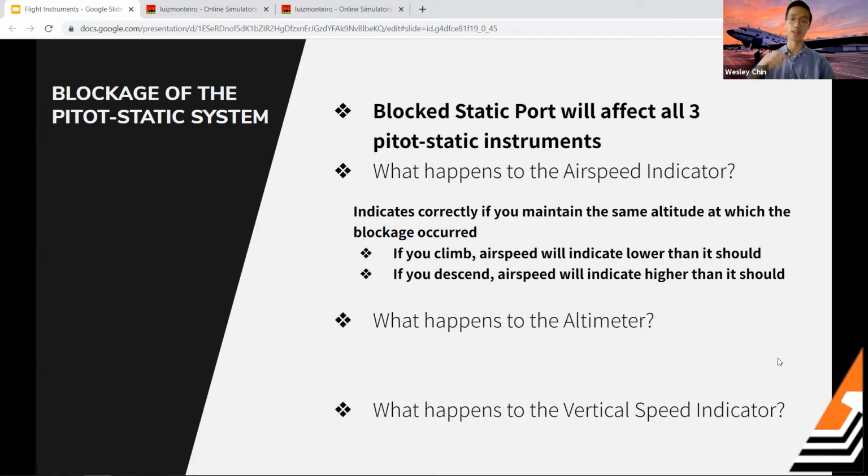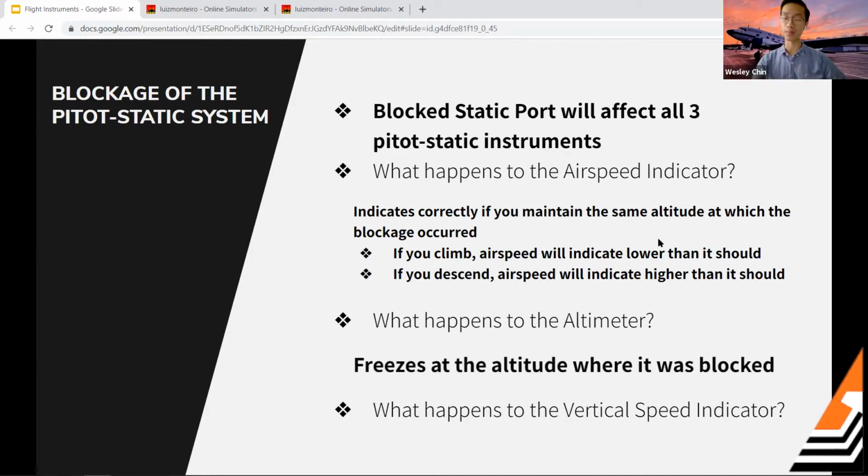Does anybody know what will happen to the altimeter? What will happen to the altimeter here if the static port is blocked? Is that where it freezes? There you go, exactly. That'll just freeze at whatever altitude the blockage occurred. You got it, Andy. And how about the VSI? What is going to happen to the vertical speed indicator if the static port is blocked? All right, so the VSI will freeze at 0, actually.